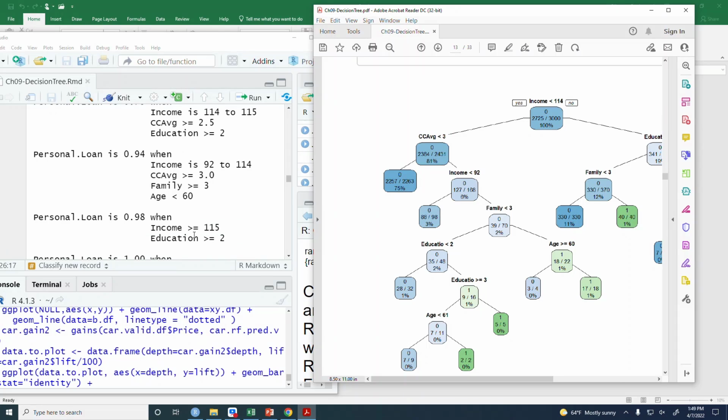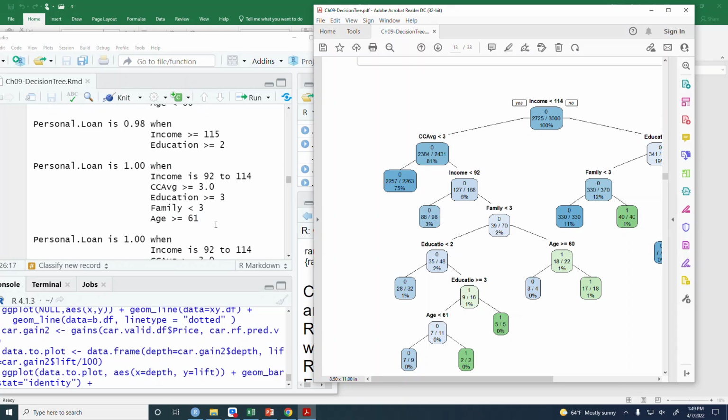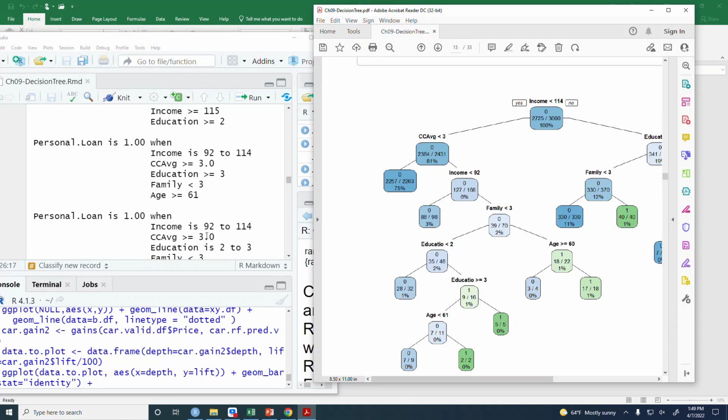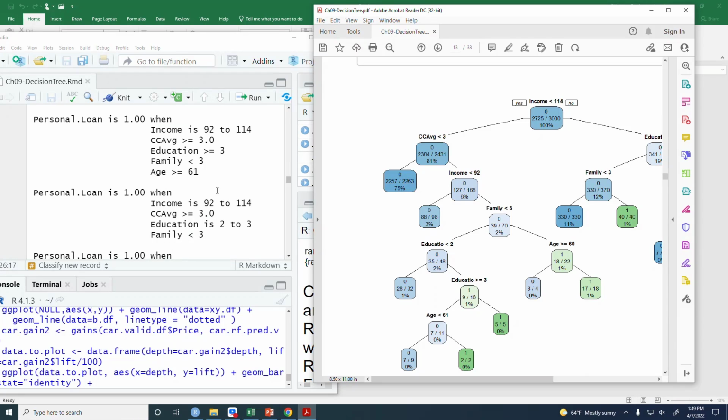All right, here is one where everything matches. Income is good, CC AVG is good, education is good, family less than 3 is good. So our prediction for the class is personal loan equal to 1.